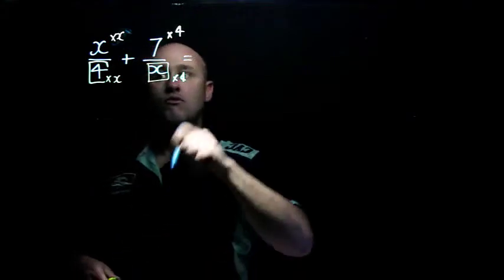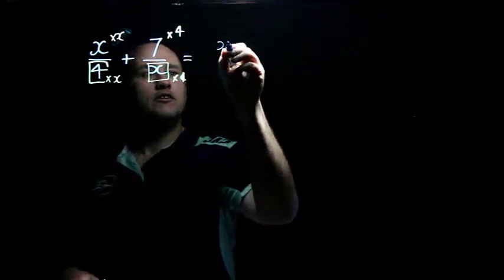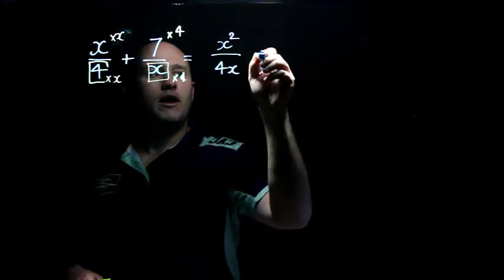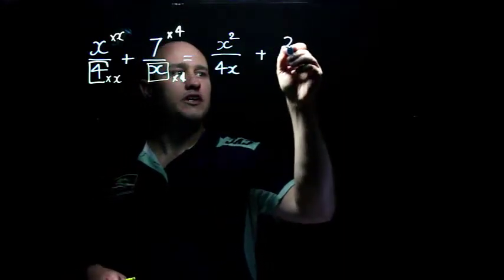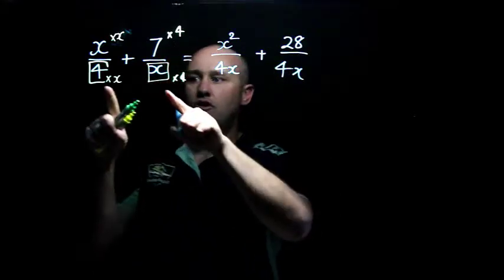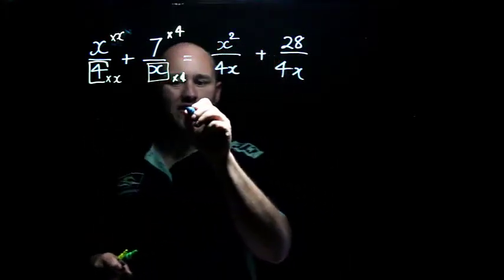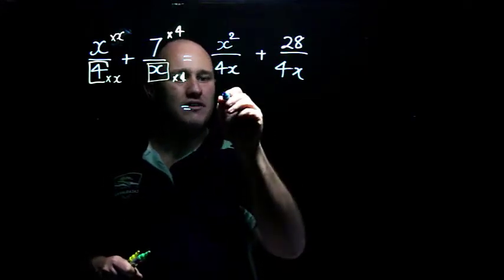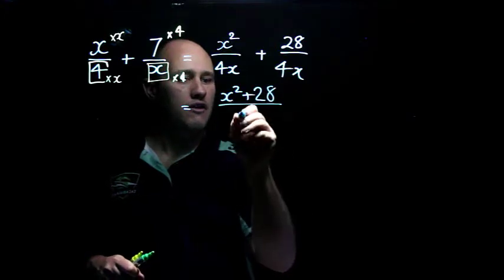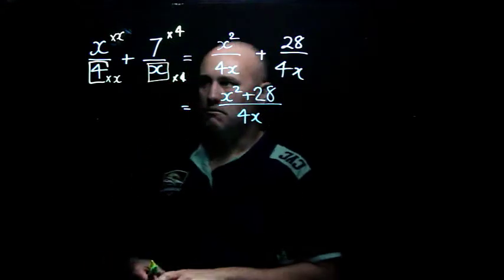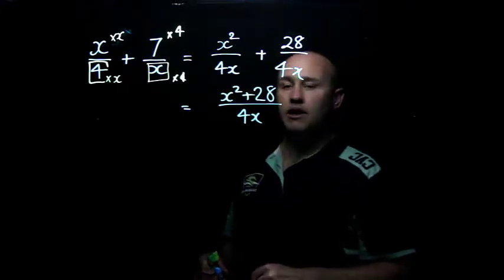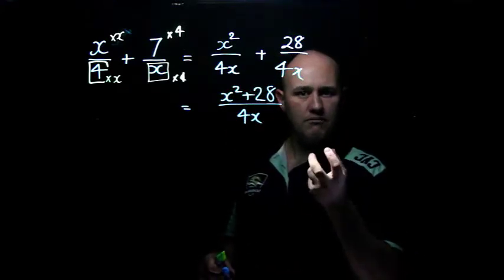And that gives me overall x times x on top is x squared over 4x plus, and here 7 times 4 is 28 over 4x. Now I've got that common denominator of 4x, and I can just add these together. x squared plus 28 is, well, x squared plus 28. They're not like terms, nothing I can do there, over 4x. So to add those two fractions together, that's what I get. Okay, we're going to have a look at one more example. This time we'll have a look at some multiplying and dividing.